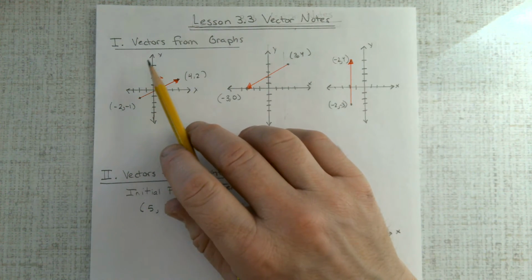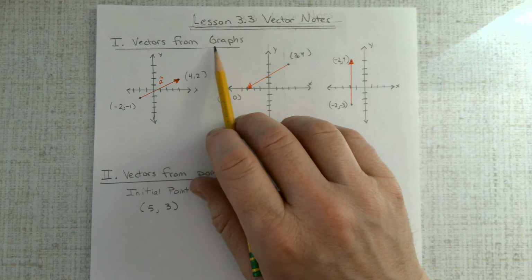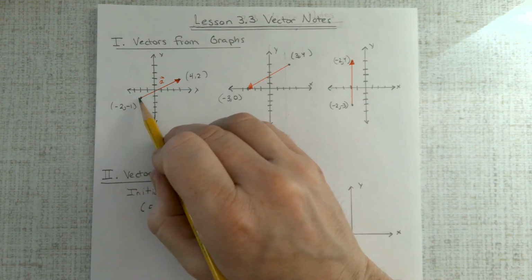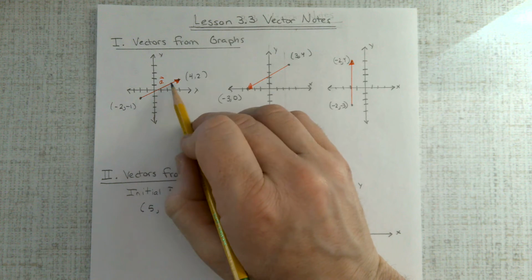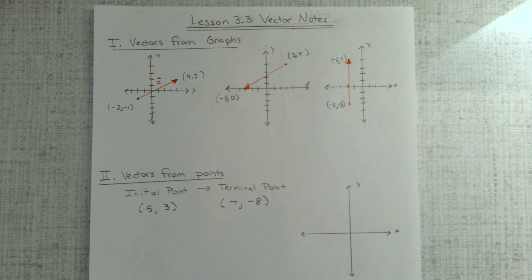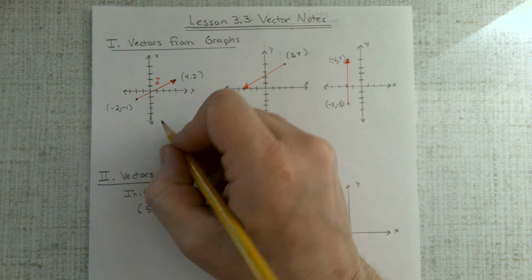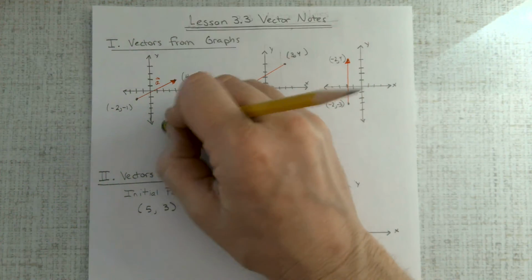Alright, one of the first things you're going to have to do is find vectors from graphs. And we've already defined vectors as a change in position from one location to another, and it's along this line, and we have an arrow here showing the direction. So what is this vector? Well, it starts here and it goes this way, and we write it as vector A here.